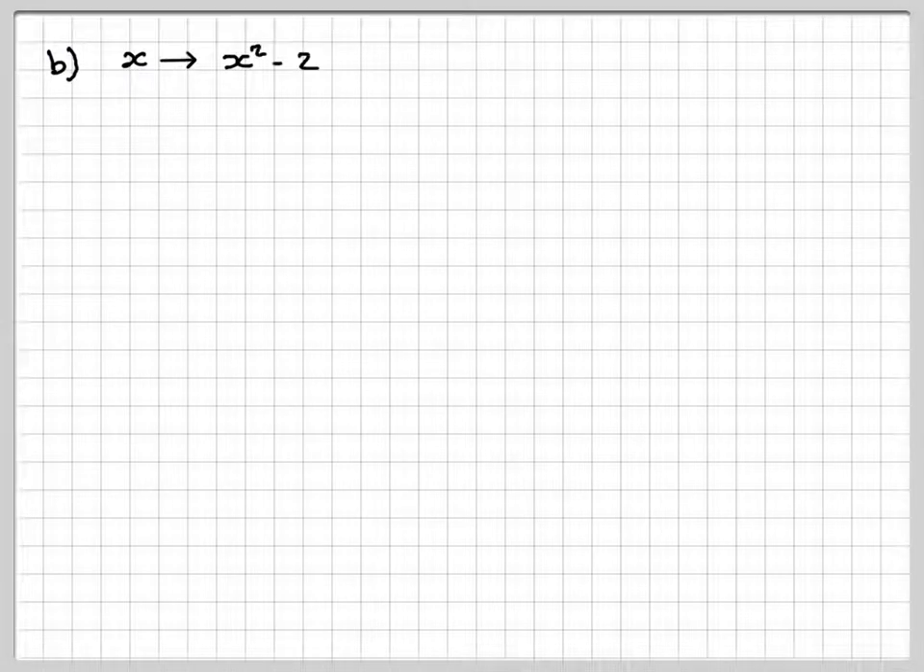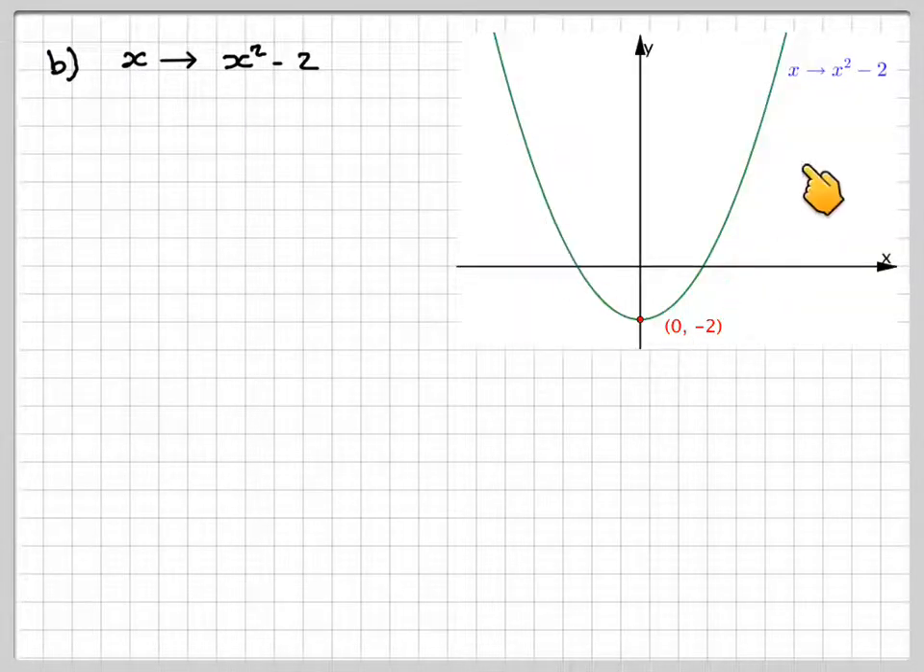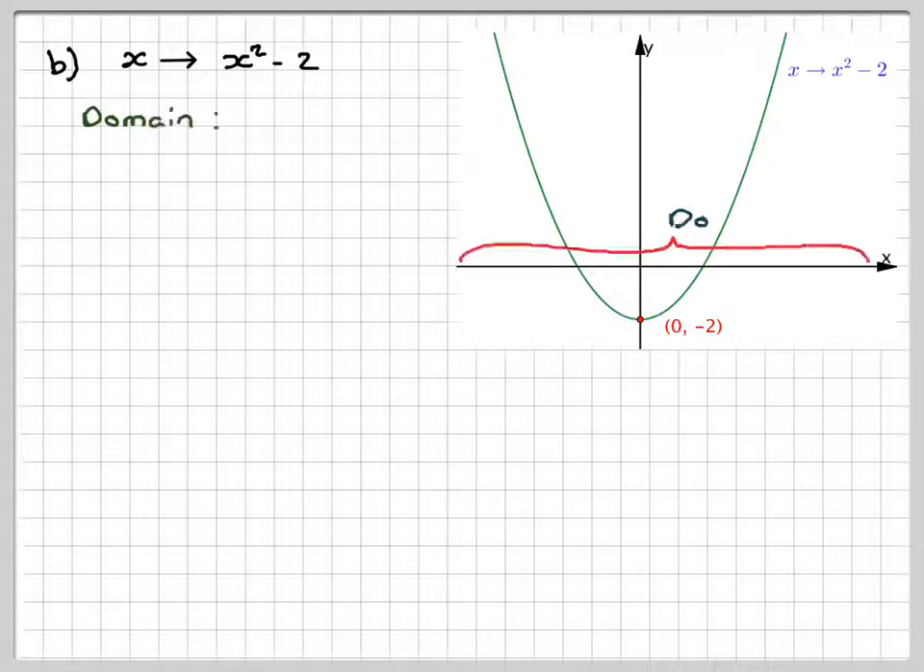Right, let's now consider x squared minus 2. So if we draw that, that's a quadratic. The minimum point of the quadratic is minus 2. If we look along here, we can put all the values of x into a quadratic function. So the domain will be all the values of x belonging to the set of real numbers.